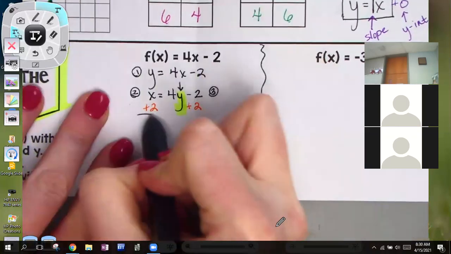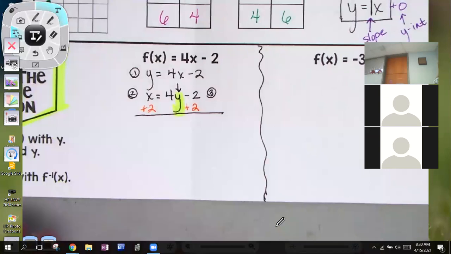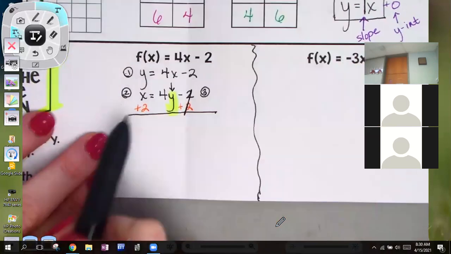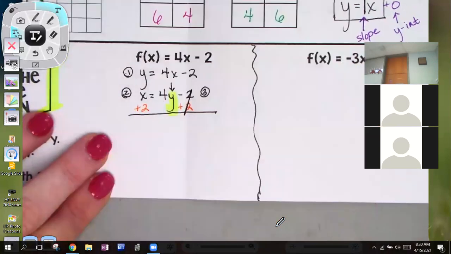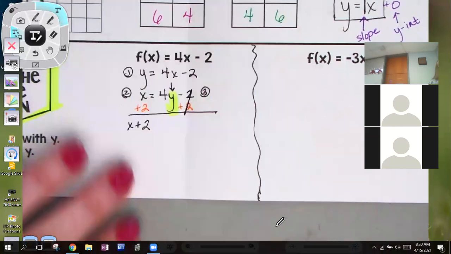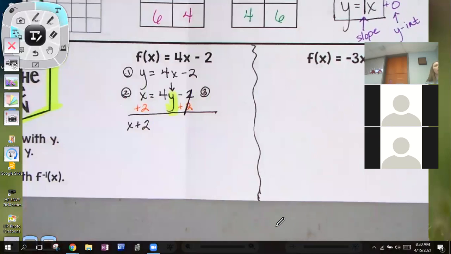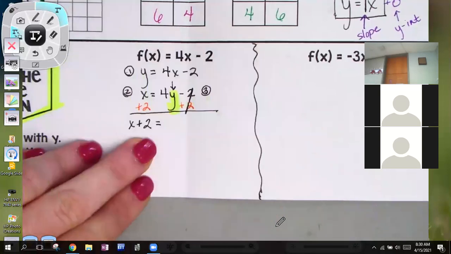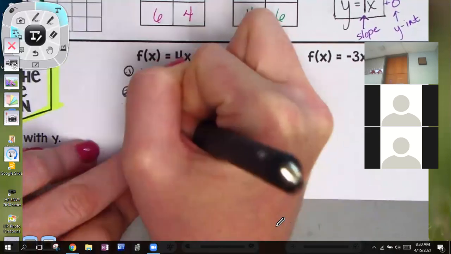Do I need to zoom in or can y'all see? What happens to my 2's? They cancel out. Now, this is a part where a lot of people mess up. x plus 2 simplifies to... not 2x. Why is it not 2x? You cannot add or subtract unlike terms. If this 2 had an x with it, you could combine them, but it doesn't. So it stays x plus 2. What's left on the other side of my equal sign? 4y.